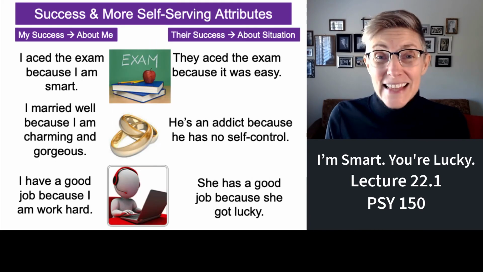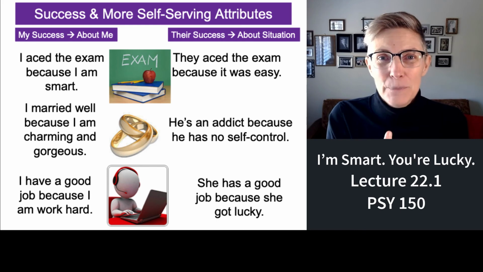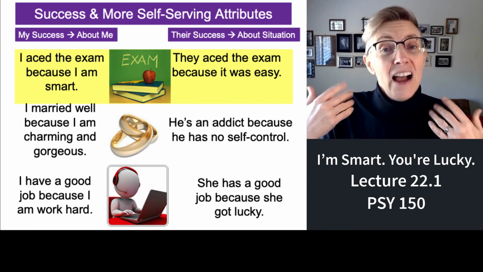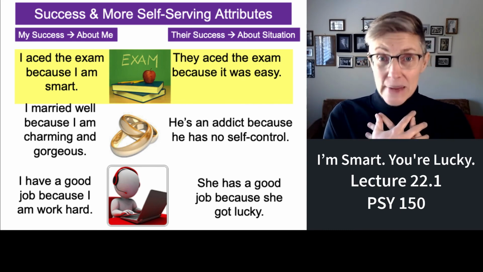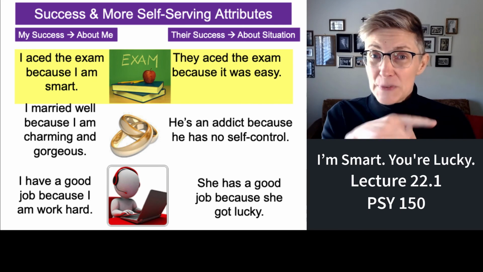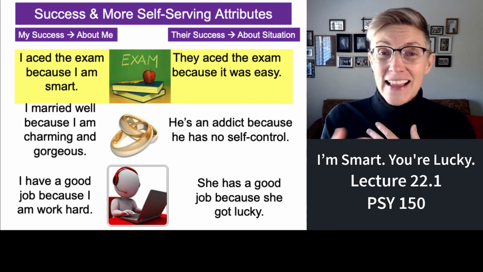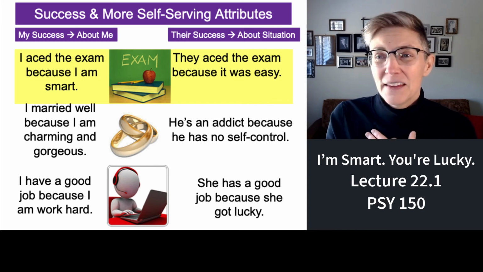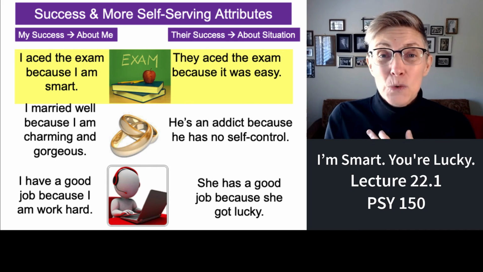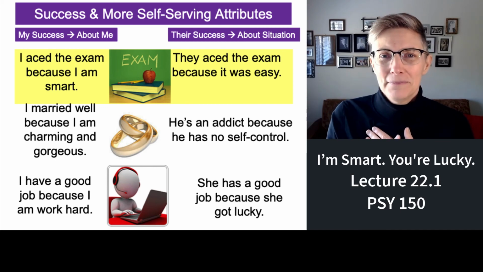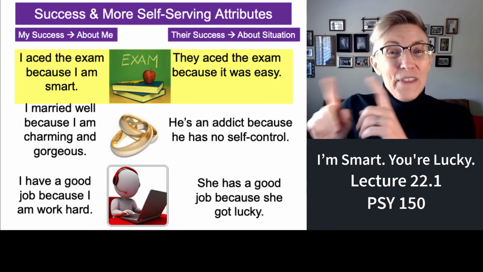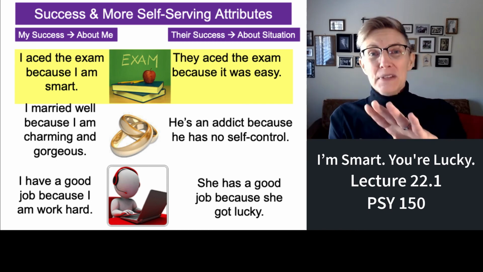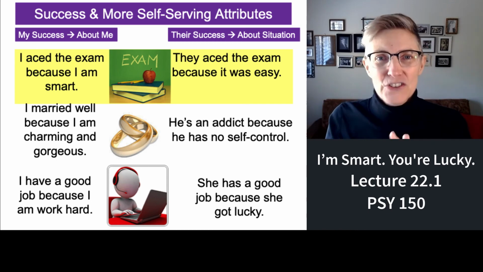It turns out with successes, we do exactly the opposite. So I aced an exam because I'm smart, because I study hard, because I'm dedicated. Something about me now. Remember, with my failures, I'm saying it's something about the situation. But when it's about success, it's all about me. I did well on the exam because I'm smart. Why did other students in the class do well on the exam? Oh, it was an easy exam. So when they succeed, it's about the situation. When I succeed, it's about me. So we flipped completely between failures and successes.